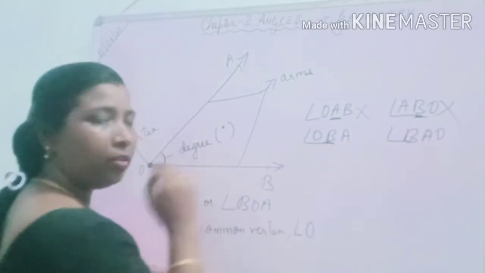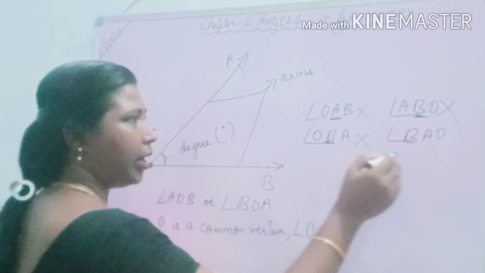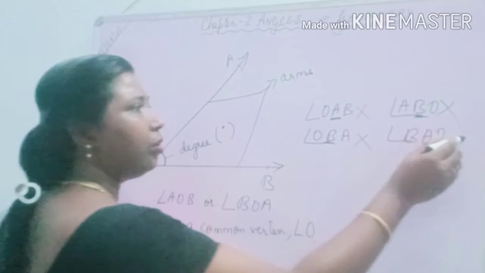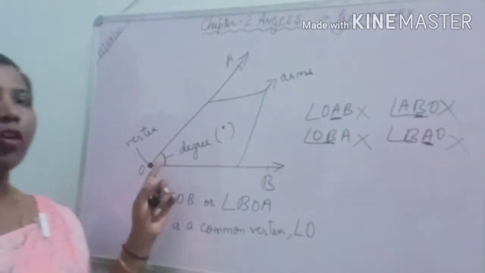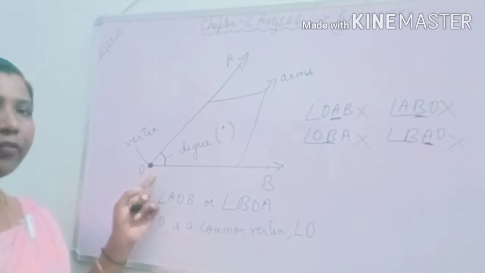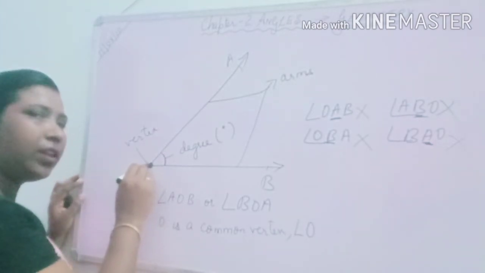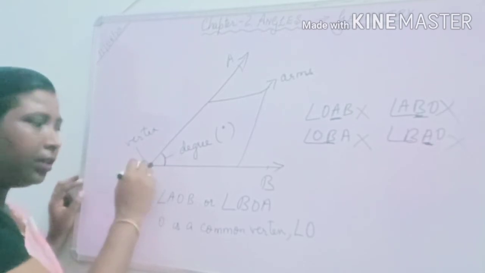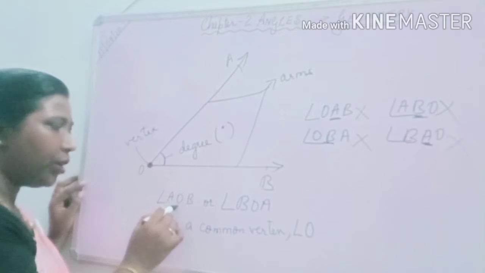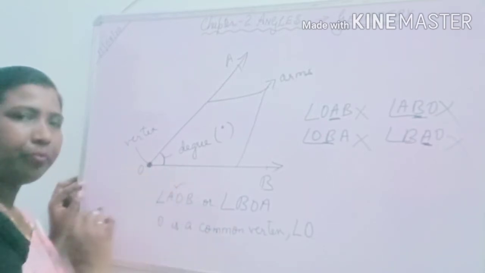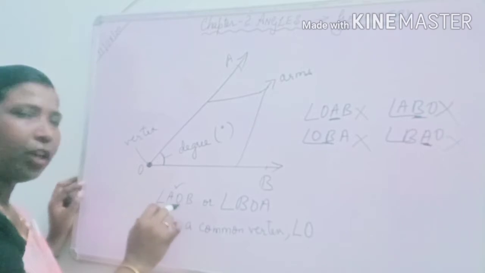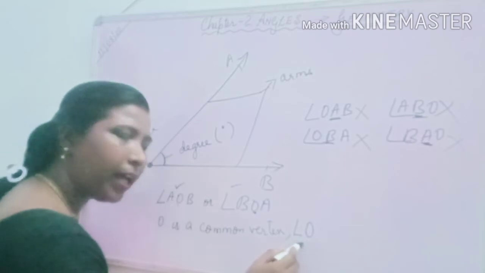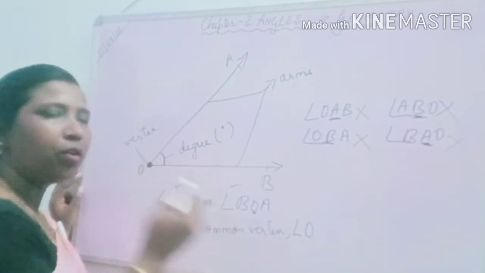Here this is also wrong, and here the middle vertex is A. Is it the common vertex? No, it is also wrong. So whenever you are denoting an angle, check that the common end point is in the middle. Is that clear? So angle AOB, where O is in the middle, is the correct way of writing. We can denote it as angle AOB and angle BOA, and we can also write angle O, because O is a common vertex.